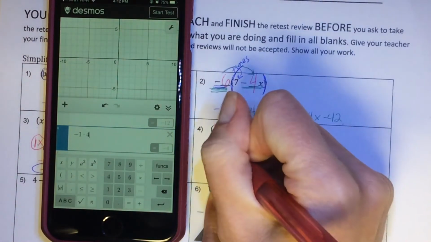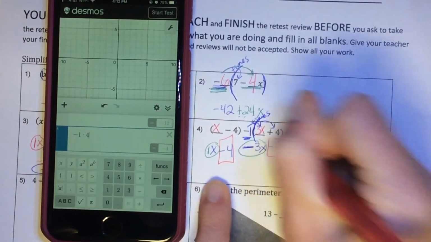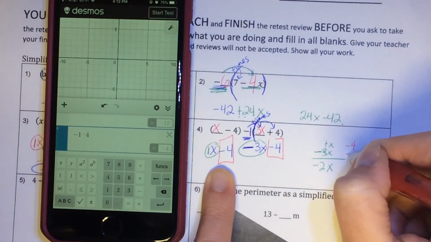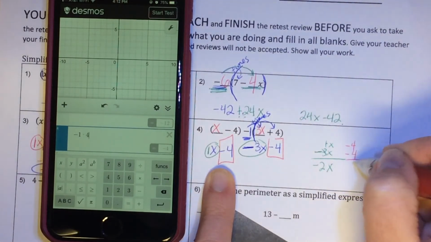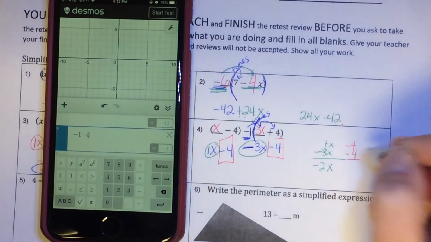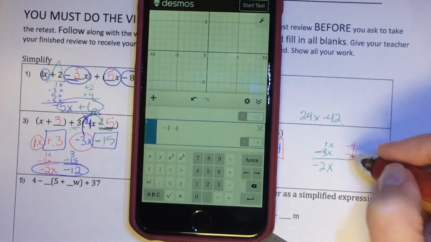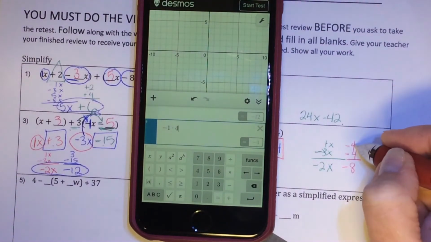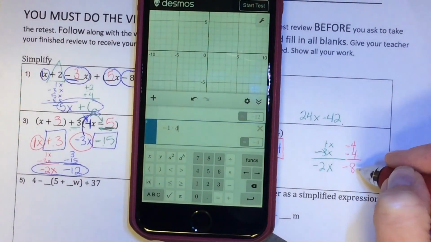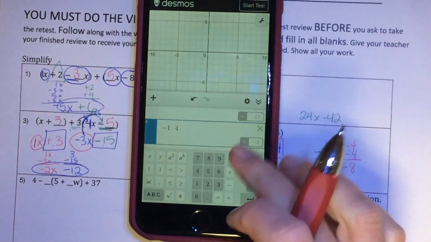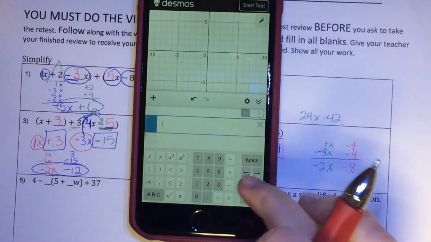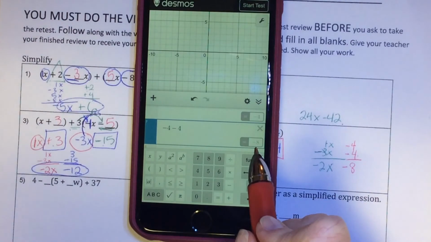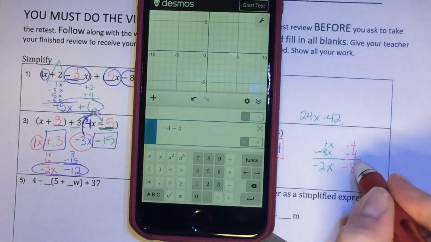And then you're going to put your constants together. Your constants are your plain numbers without the letters. -4 and another -4. And if you type that in, it looks like -4 minus 4. Please be careful. When they are the same signs, you combine and you keep the negatives. 4 more negatives give you 8 negatives. And if you're not sure or want to double check yourself, you type it in. And you can see the answers match. That is a -8. Final answer.